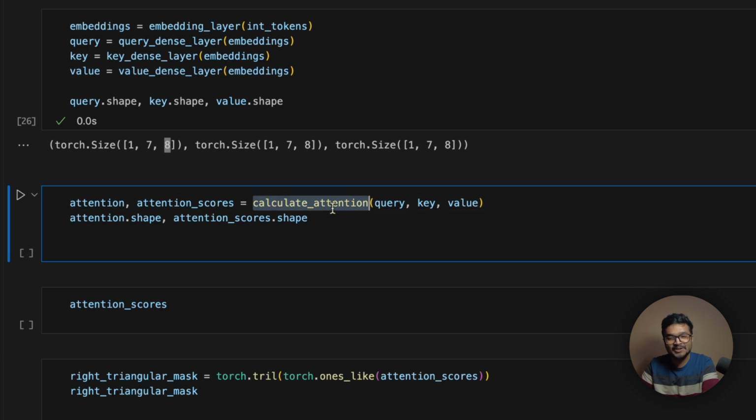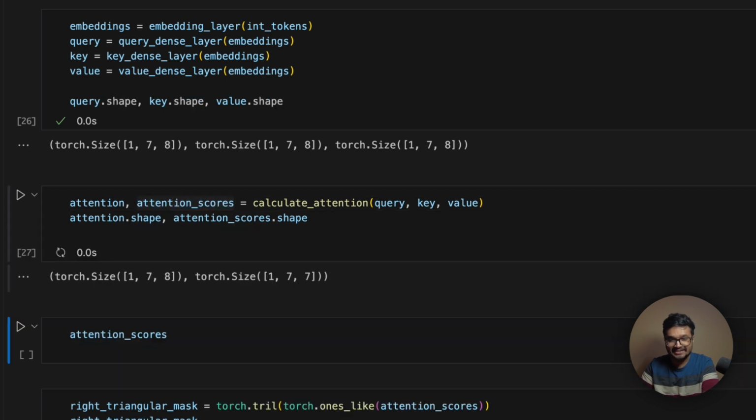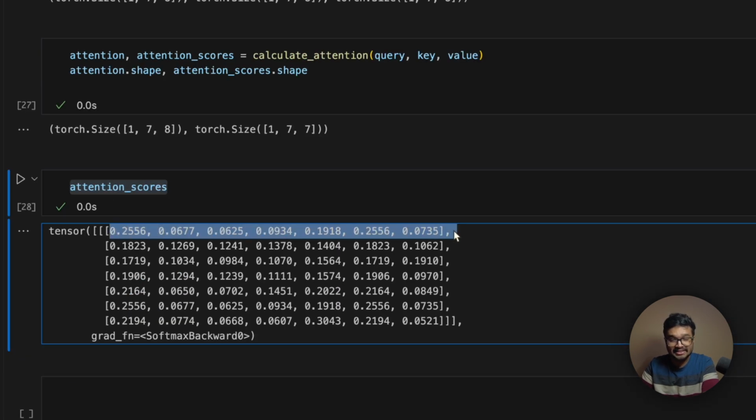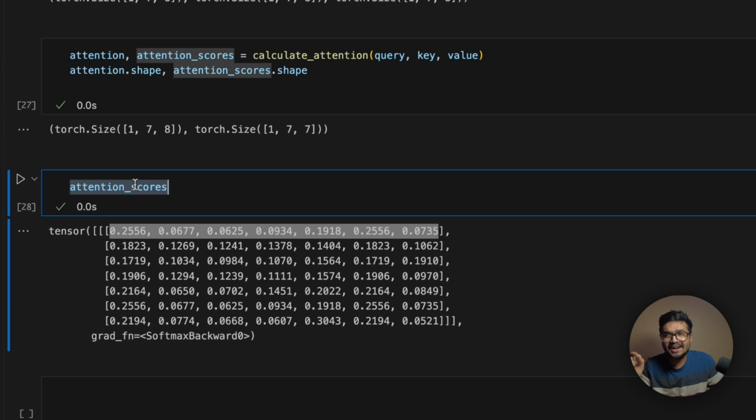And finally, we will use our famous calculate attention function, which will compute the attention context vector as well as the attention scores. And indeed, it does that. And here, if you see the attention scores, this basically suggests how much attention each word has provided to every other word in the sentence. Now, there are a couple of issues.